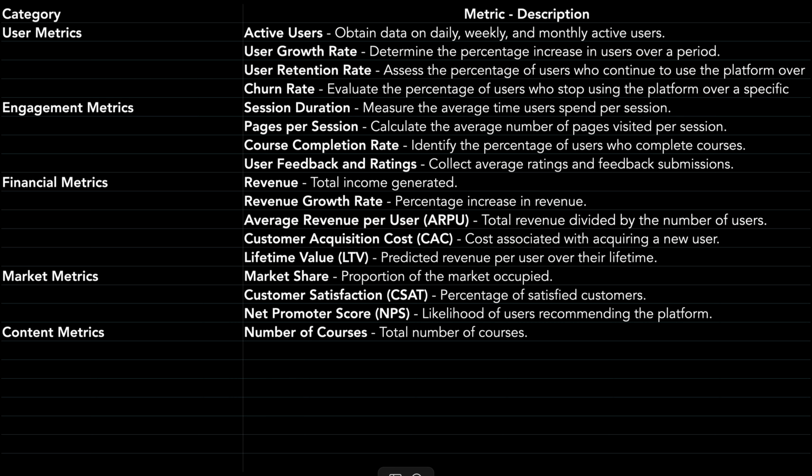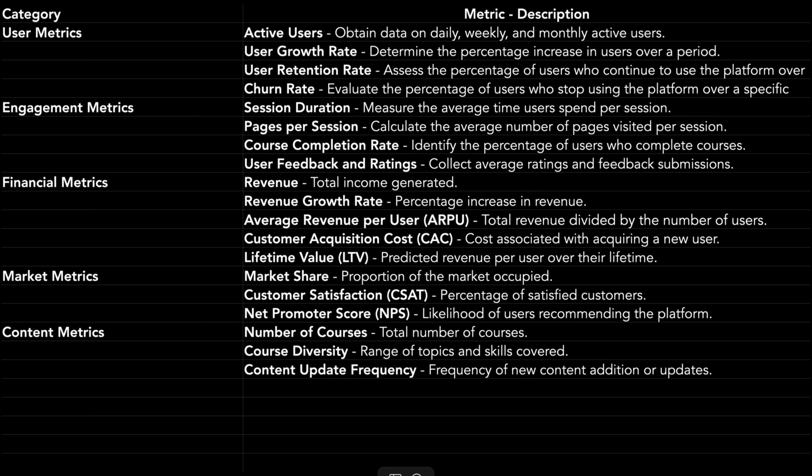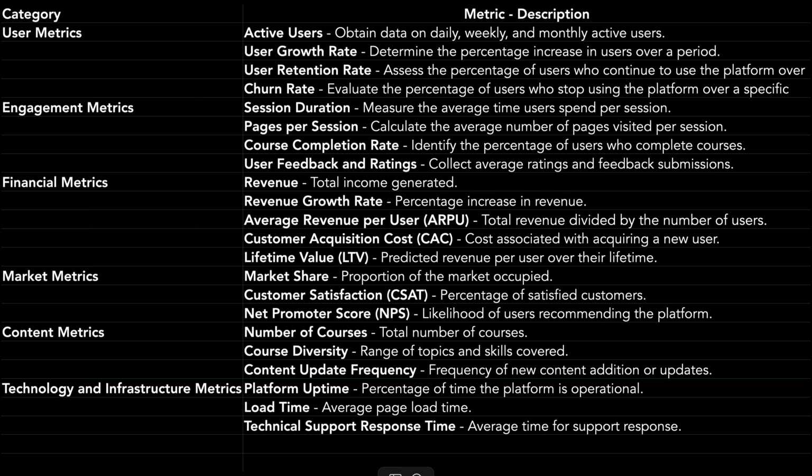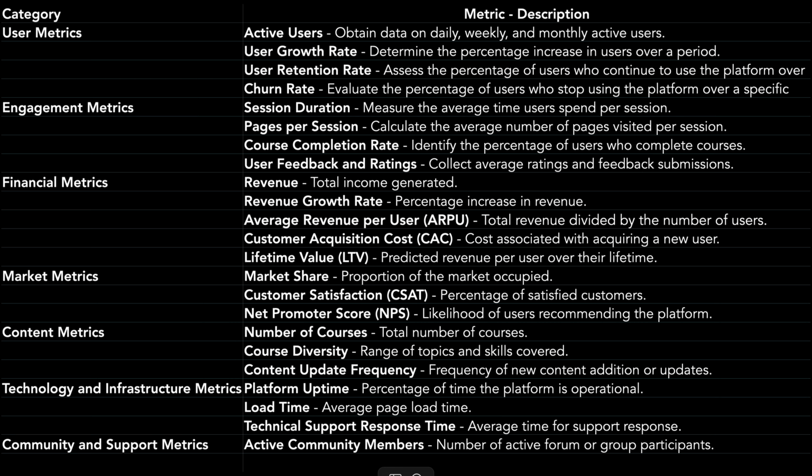Content metrics, number of courses available. Course diversity, range of topics and skills covered. Content update frequency, frequency of new content addition or updates. Technology and infrastructure metrics: platform uptime, which is operational time; load time, average page load time; technical support response time. Next is community and support metrics, active community members, number of active forums or group participation.